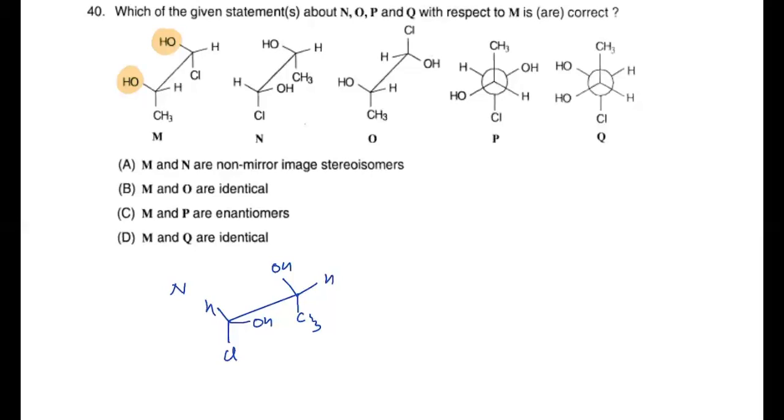Change number one is this: if I say this is first carbon, this is second carbon. So in this structure, this is first, this is second. So first of all, these carbon atoms are different.